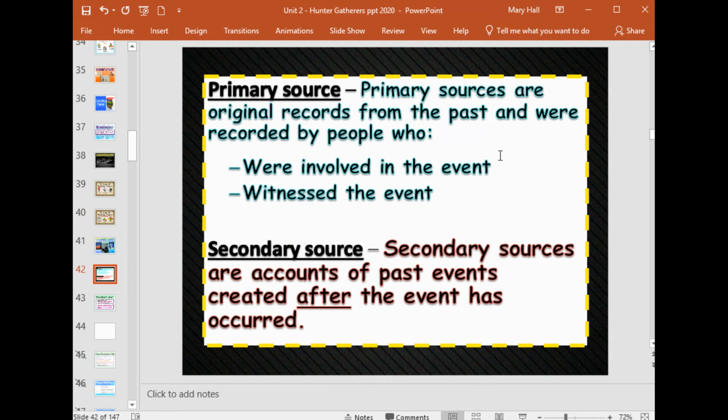So primary sources are original documents from the past. They were recorded by people who were involved in the event or witnessed the event. Secondary sources are written after the fact. The people who wrote these secondary sources were not involved in the event that is being talked about. Primary sources are original. Secondary sources come after the fact. If you need more time on any of those notes, you can rewind and pause the video where you need more time.